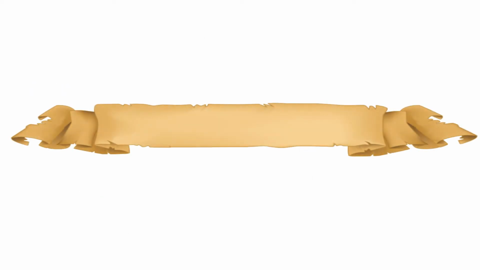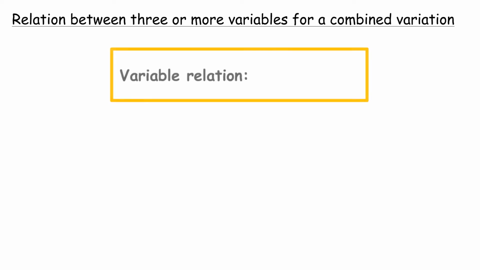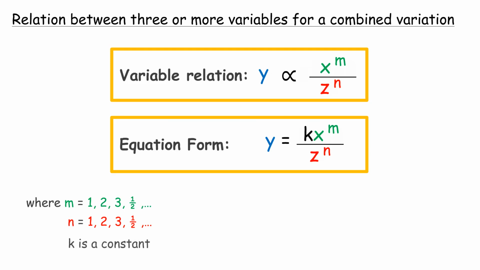Lastly, we move on to 1.3 combined variation. Relation between 3 or more variables. For a combined variation, y varies directly as x to the power of m, and inversely as z to the power of n, is written as below, where m equals 1, 2, 3, half, and so on, n equals 1, 2, 3, half, and so on, and k is a constant.